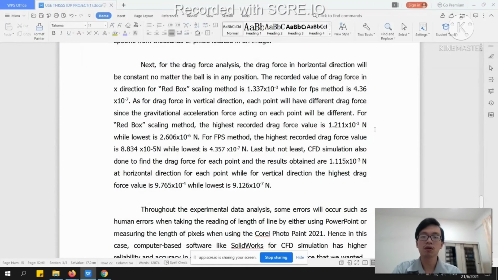And next, for the drag force analysis, the drag force in the horizontal direction will always be constant no matter what position the ball is in. On the other hand, the drag force in the y direction will differ, because for each point the gravitational acceleration force acting on it will be different. For the three methods mentioned previously, the red box scaling method, the FPS method, and the CFD simulation method, each has its own drag force analysis data, and the highest and lowest drag force are recorded as shown here.